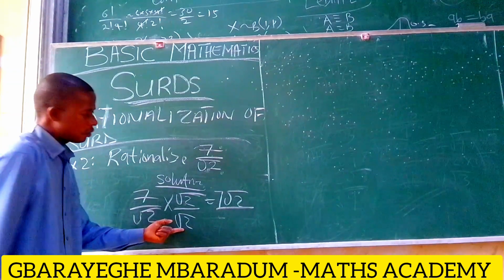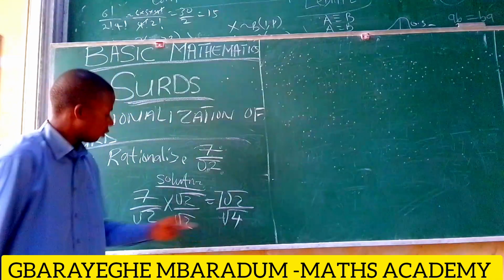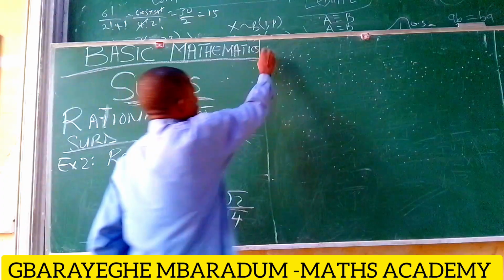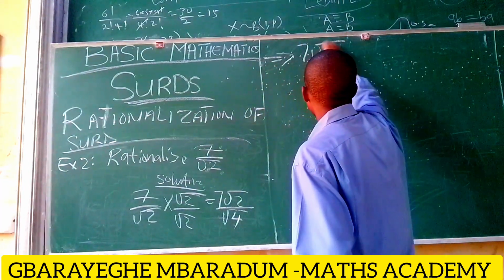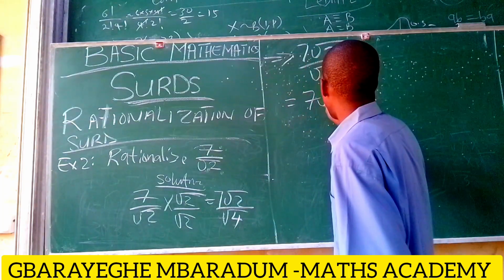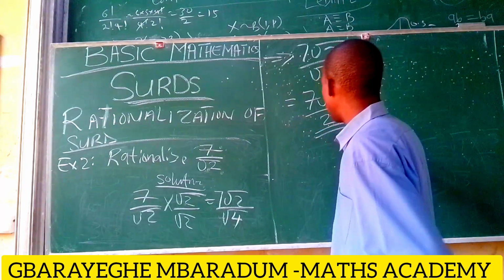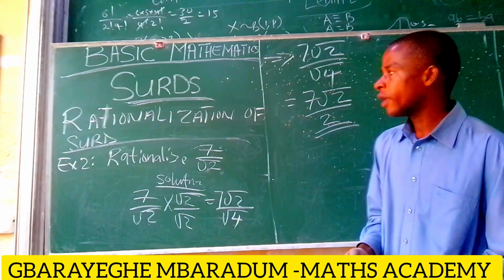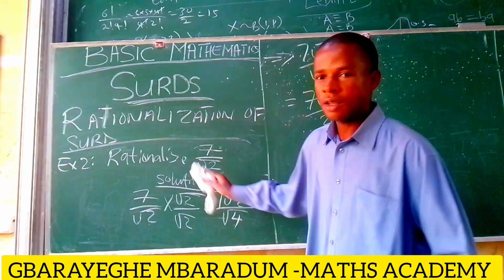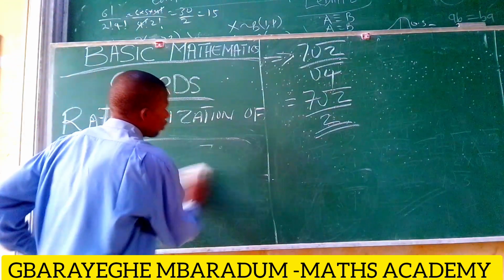Root 2 times root 2 is going to give us the square root of 4, because 2 times 2 is 4. Now, 7 root 2 all over root 4, and the square root of 4 is 2. So the final answer is 7 root 2 all over 2. This is how to rationalize this kind of question using the rationalization method. Let me give us another example on this rationalization of surds before we move on to the next one.